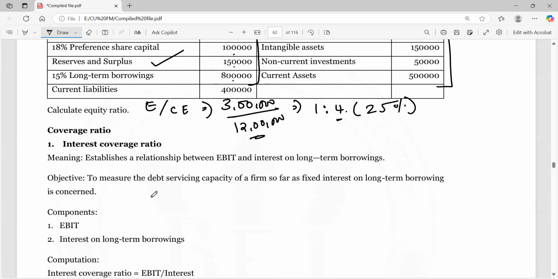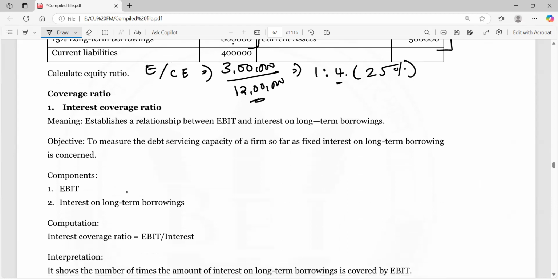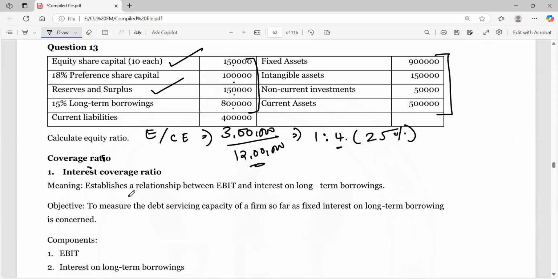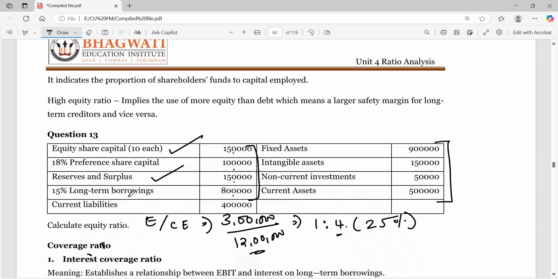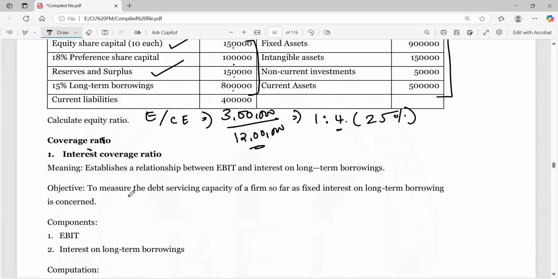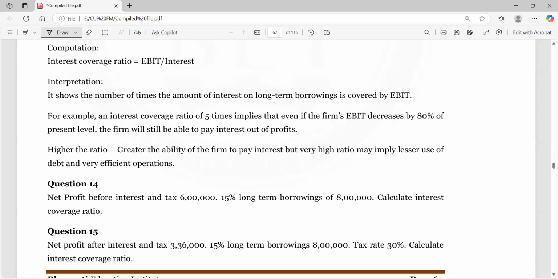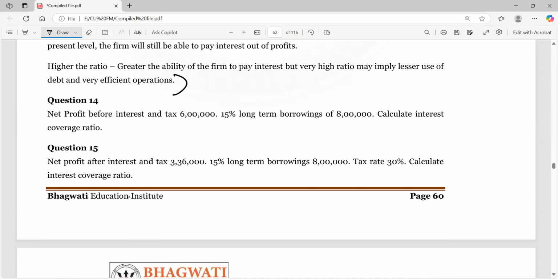So we are done with capital structure ratios. Let's start with coverage ratios. Interest coverage ratio we did yesterday itself, right? You all remember the formula? It is EBIT by interest, right? So we'll directly go to the question. This interpretation we will discuss with the example.